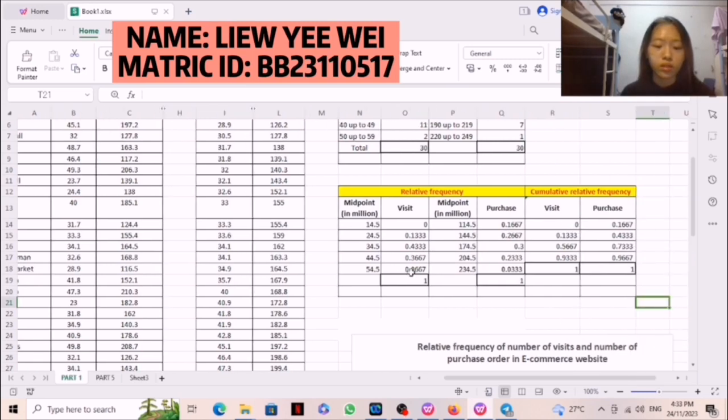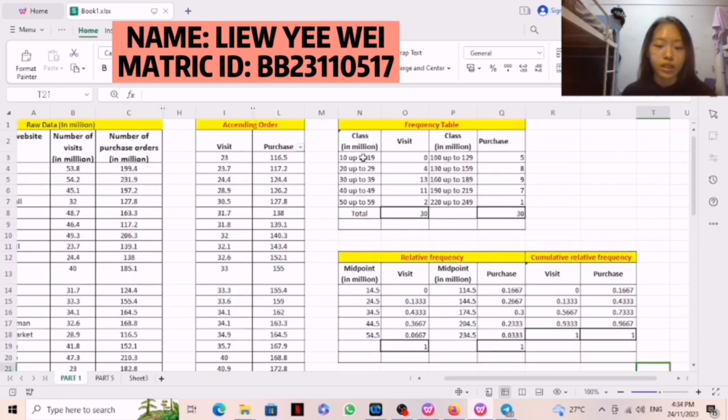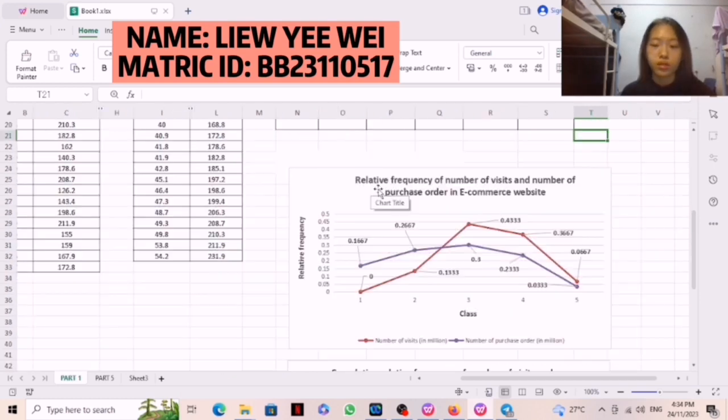find the midpoint by dividing the sum of two values, such as dividing the sum of 19 and 10 by 2 and getting the midpoint 14.5. To find the relative frequency, divide the frequency by the total number of data values. This is my relative frequency of number of visits and number of purchase order in e-commerce website graph.